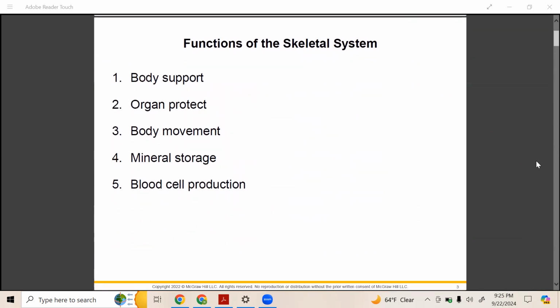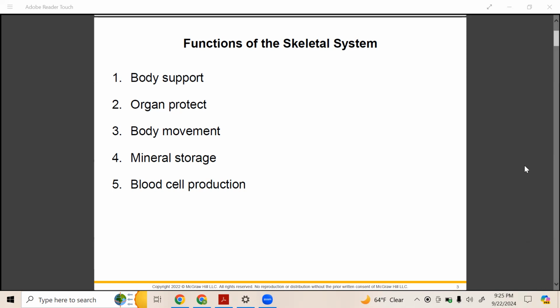So our functions of the skeletal system: support is an obvious one. It gives us our support and our structure. It's protection for our organs. So our rib cage is protective for our heart and our lungs. Our vertebrae are protective of our spinal cord. Our skull is protective of our brain. So it has a protection function for a lot of our vital organs.